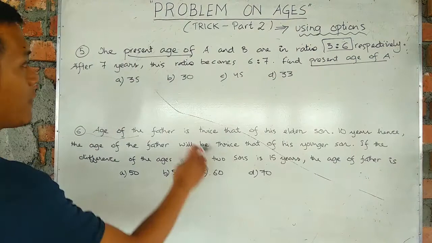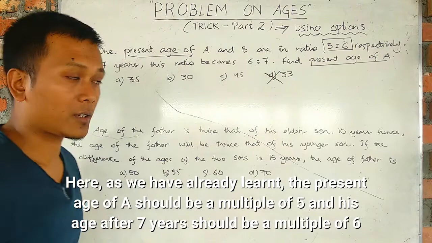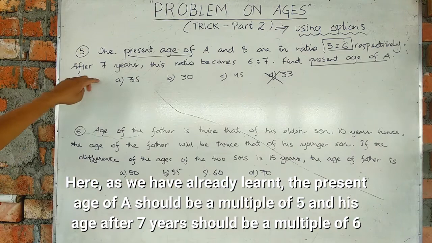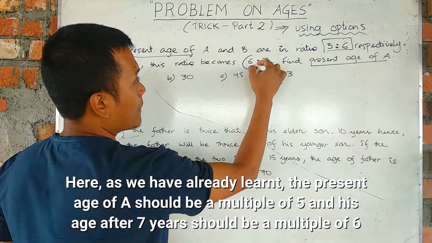Multiple of 5. After 7 years the ratio, A is a multiple of 6.